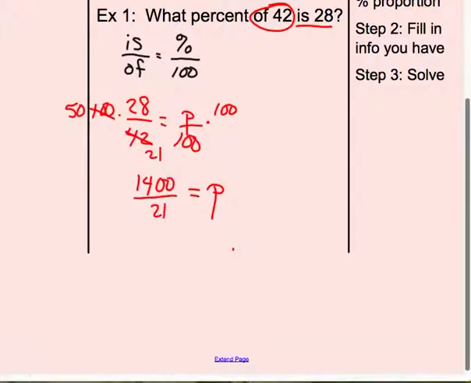So 50 times 28 is 1400 over 21, and actually that doesn't really make a whole lot of sense to leave our percent in that form. So we're going to go ahead and divide. 1400 divided by 21 is 66.6 repeating percent. So going back to our initial question to kind of fill in the blanks, 66.6% of 42 is 28.